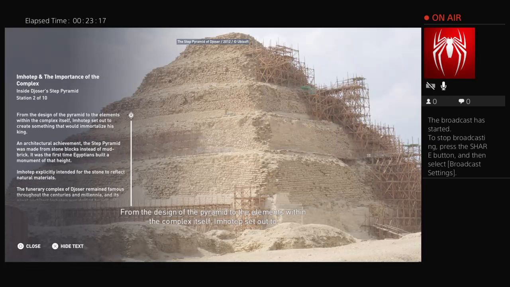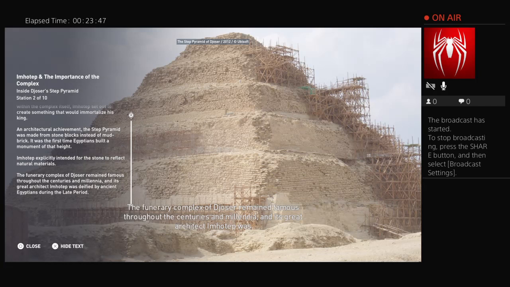From the design of the pyramid to the elements within the complex itself, Imhotep set out to create something that would immortalize his king. An architectural achievement, the Step Pyramid was made from stone blocks instead of mud brick. It was the first time Egyptians built a monument of that height. Imhotep explicitly intended for the stone to reflect natural materials. The funerary complex of Djoser remained famous throughout the centuries and millennia, and its great architect, Imhotep, was deified by ancient Egyptians during the late period.